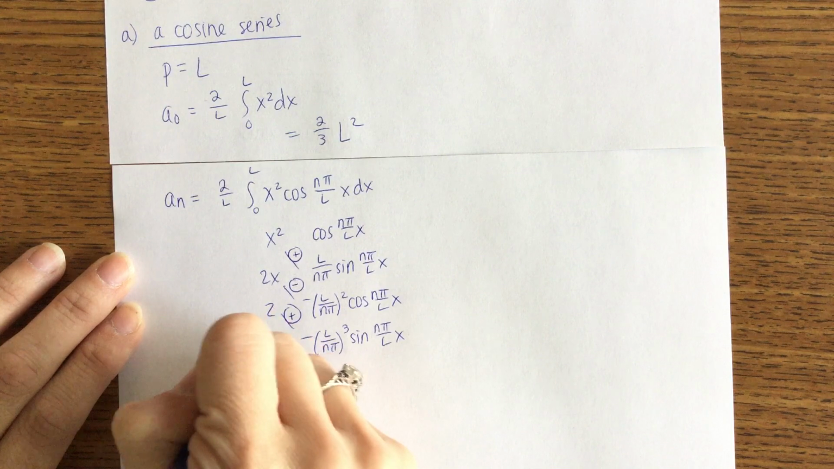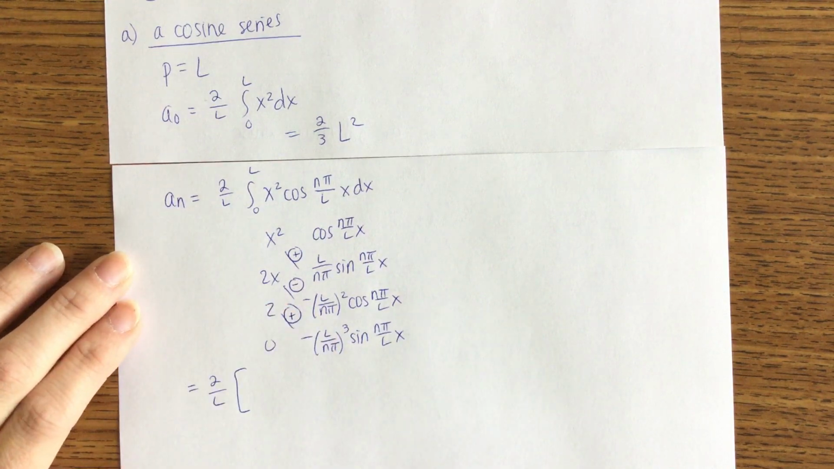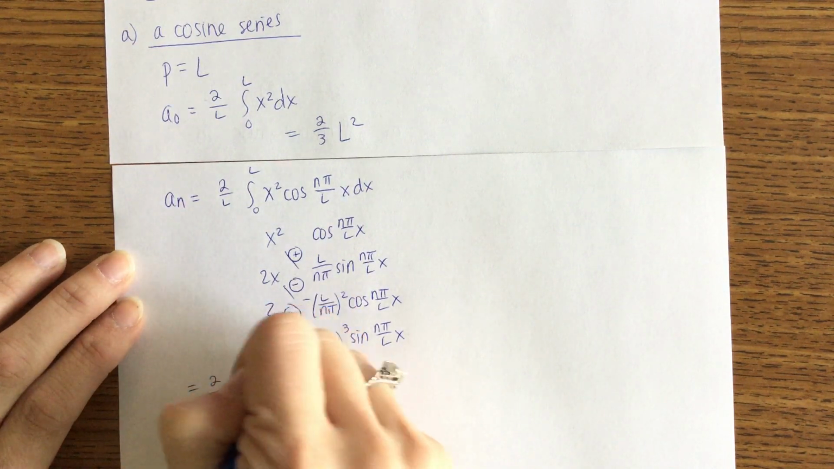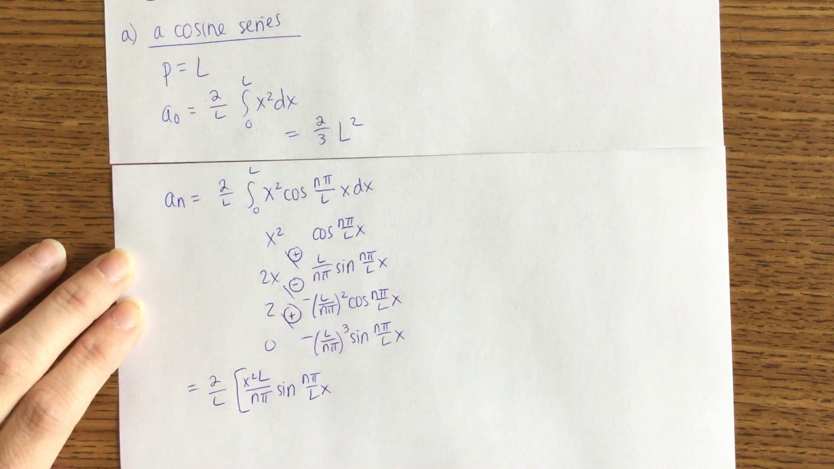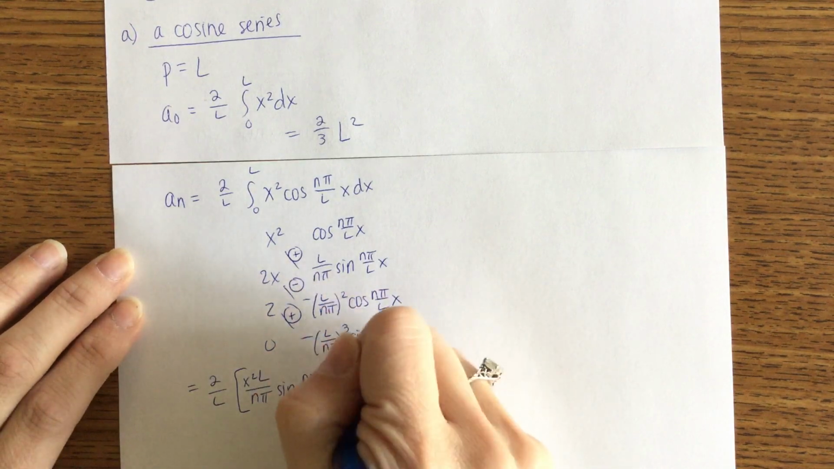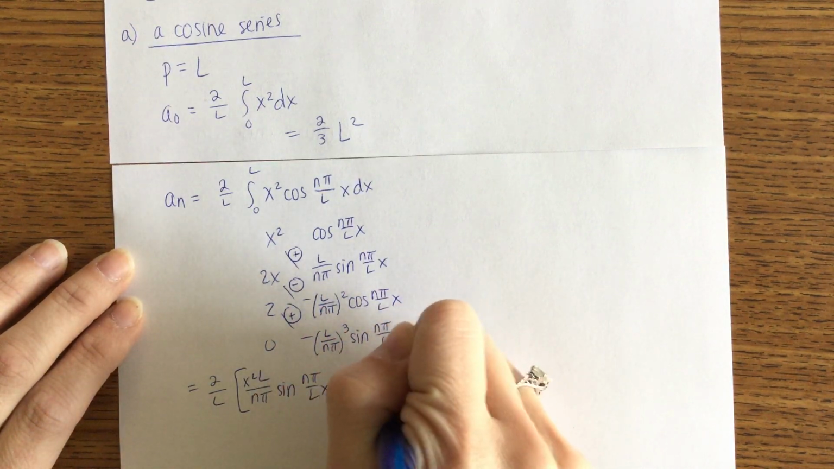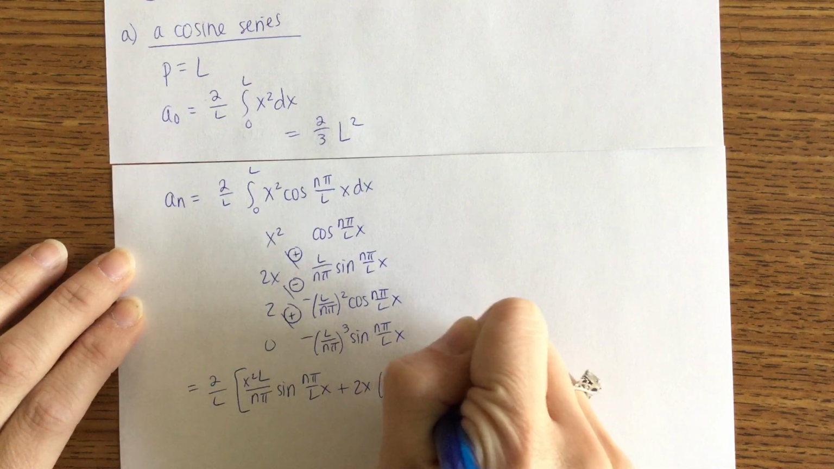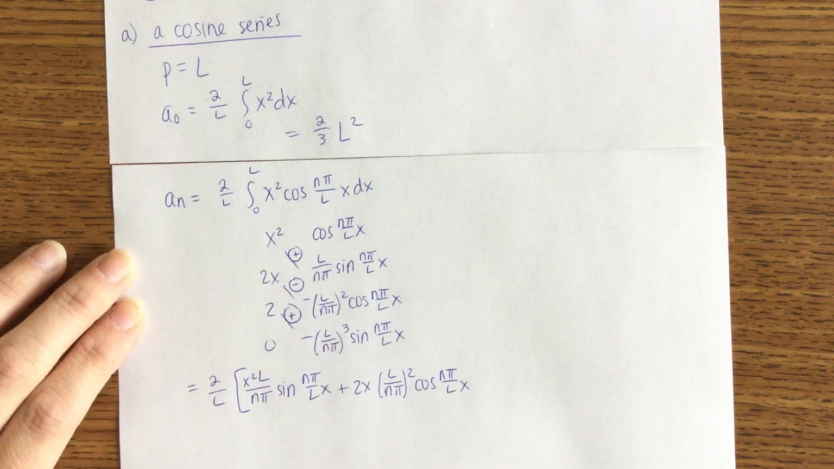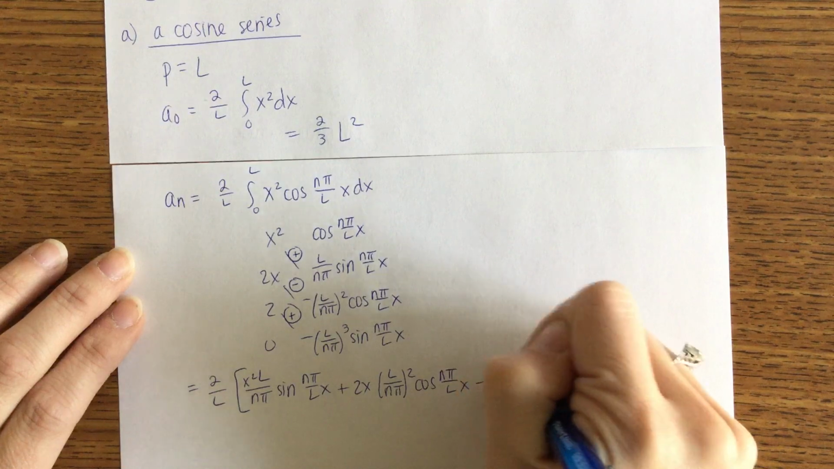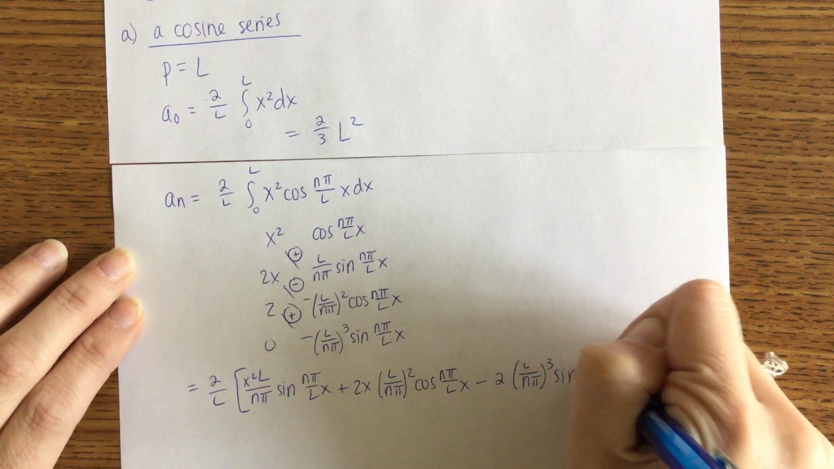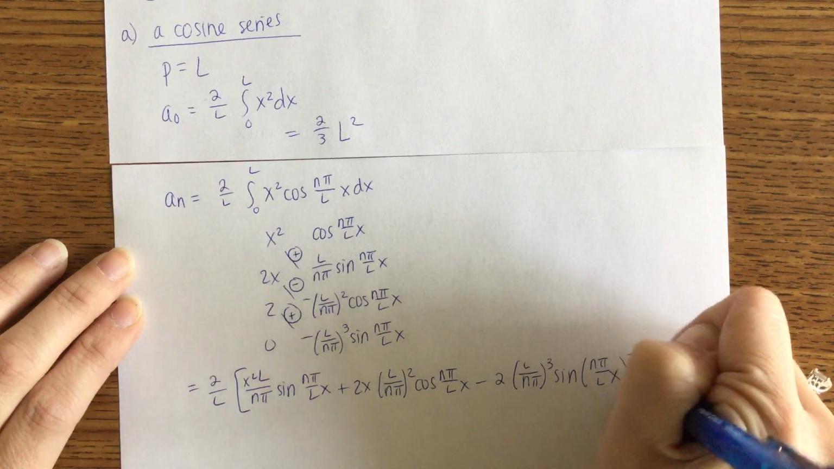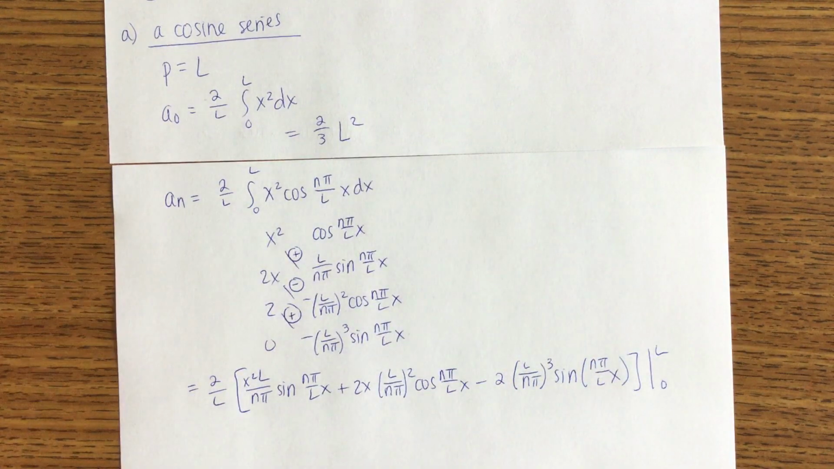Okay, so this ends up being 2 over L times the quantity: x squared L over n pi sine of n pi over Lx, plus 2x times L over n pi squared cosine of n pi over Lx, subtract 2 times the quantity L over n pi cubed sine of n pi over Lx. All of that being evaluated from 0 to L.